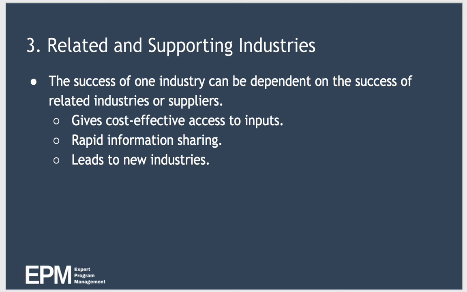So number 3, related and supporting industries. Now, the success of one industry can be dependent on the success of related industries or suppliers within that nation. Now, the presence of internationally competitive suppliers can be helpful to the company using those suppliers, and that's because it gives cost-effective access to inputs, and alongside this, it gives early access to new products and encourages the rapid sharing of information, perhaps because they share the same language.